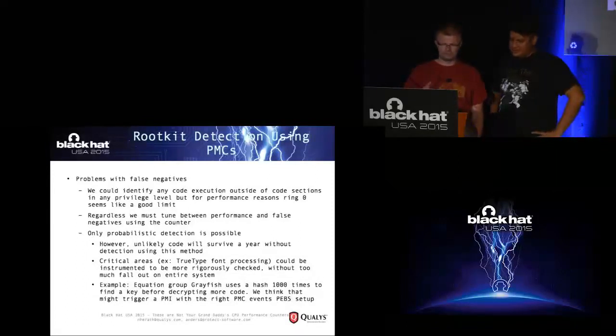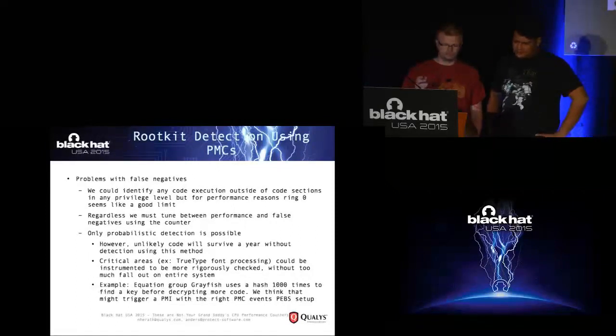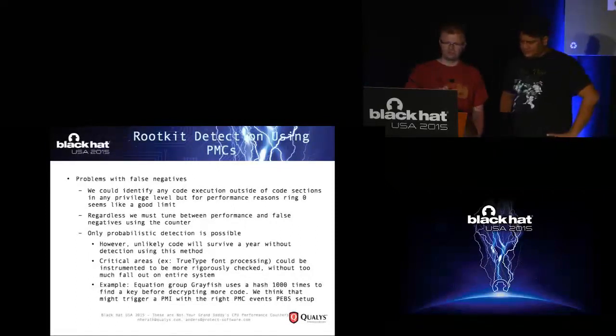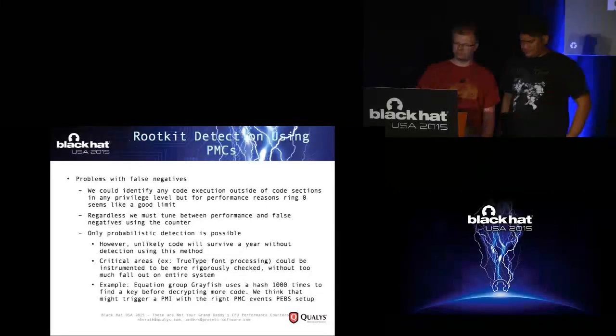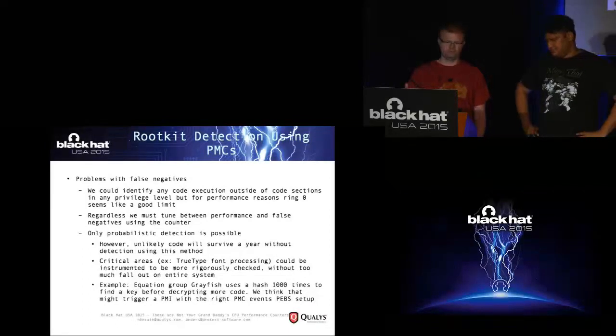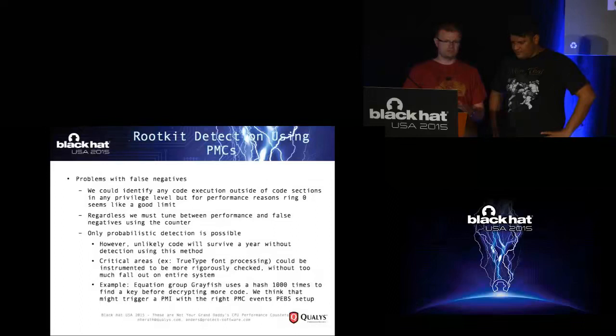Also, we realize that it's only probabilistic detection. There is no way to guarantee that a rootkit will actually trigger one of these things. However, it is unlikely that any rootkit actually doing something will survive a year without being detected with this method. Also, there is a chance that critical areas, say TrueType font processing, could be instrumented to be more rigorously tested. We have not done this, but you have the option. That means that basically any kind of overflow here would be outside of a module, and we will trigger and find out that potentially.